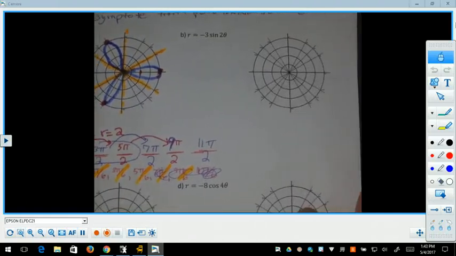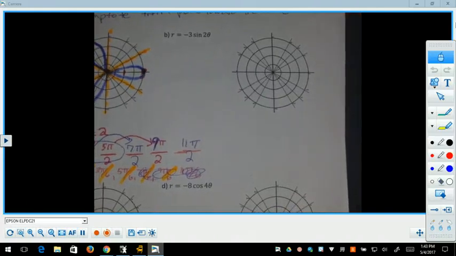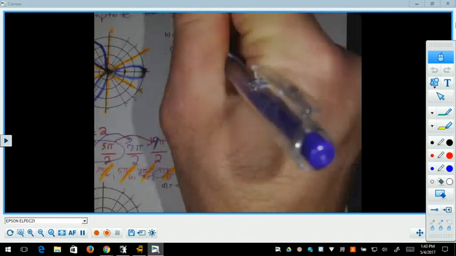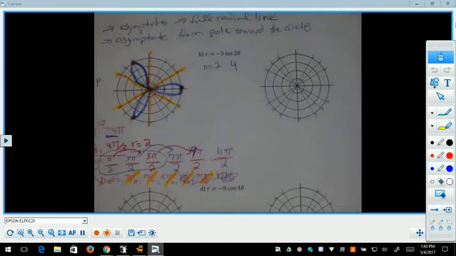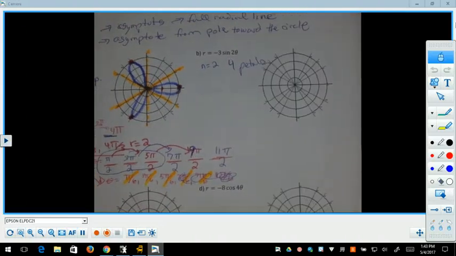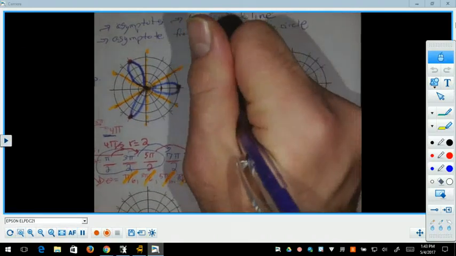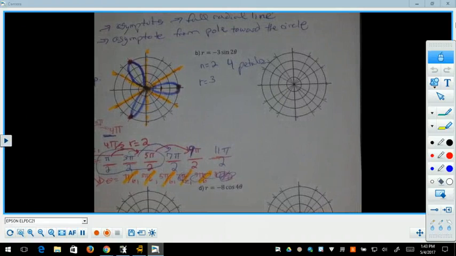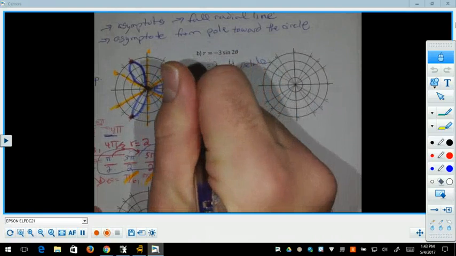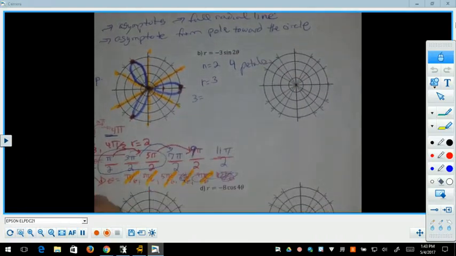All right, let's take a look at letter B. How many petals should this one have? 4. Since n is 2, there are going to be 4 petals. And the radius of each one of those is going to be 3.